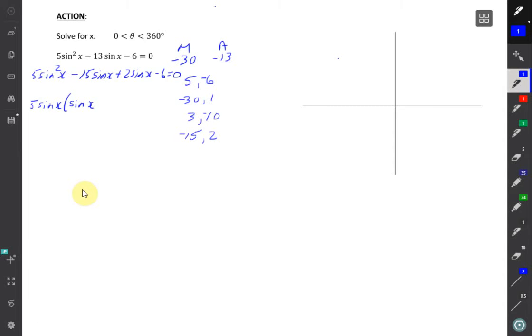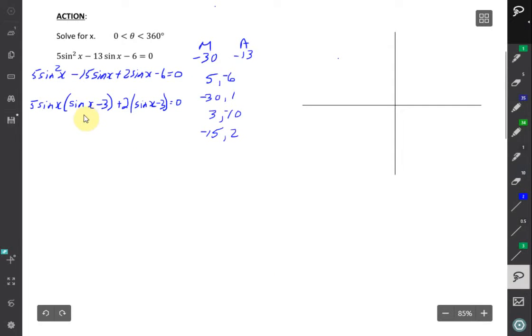5 divides into minus 15 minus 3 times. And in the second pair, 2 goes into each of those. Plus 2 sine x minus 3 equals 0. Then I check to make sure that my brackets are the same, and they are. So that's my common factor.